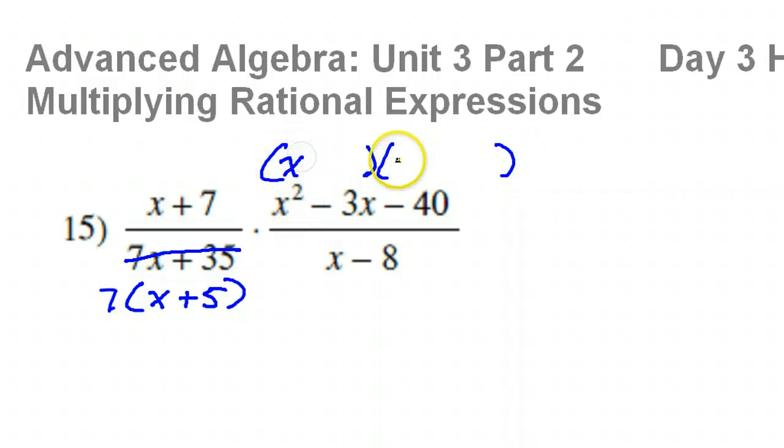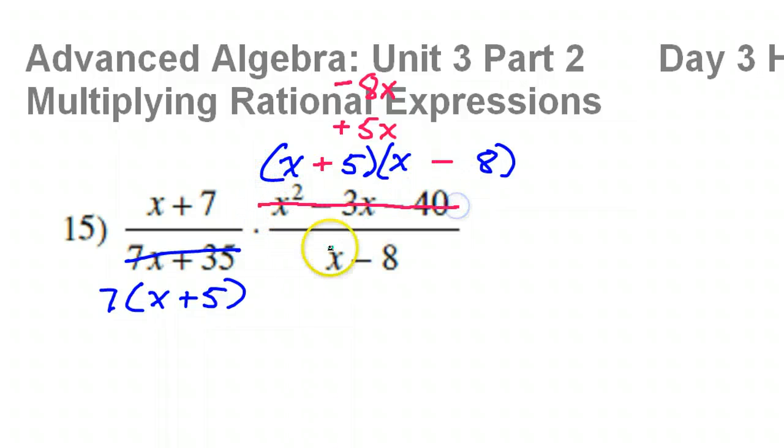X squared can only factor as x times x. When I see 40, the first thing that pops into my head is 5 times 8. You know how I'm always saying inner plus outer equals middle. Inner, I have 5x. Outer, I have 8x. I'm trying to get a middle of -3. To get a -3, I need a -8 and a +5. So +5 and -8. But I have to make sure I'm getting -40. I am. A positive times a negative is a negative. So there you go. So now I've factored this as well.